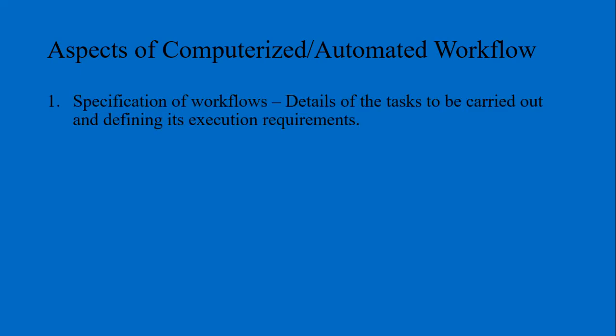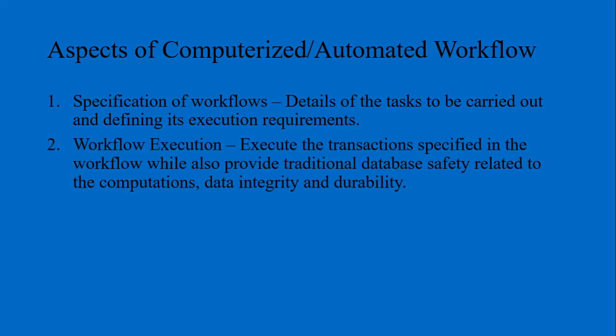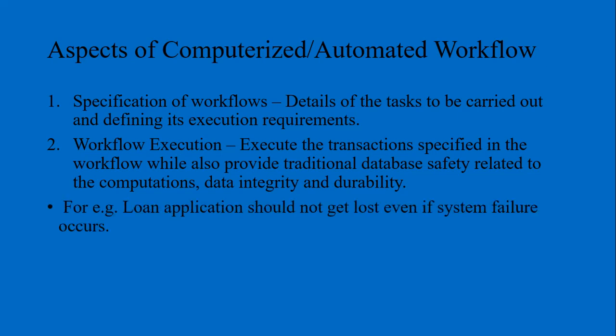Now let us understand aspects of computerized workflow. Two activities need to be addressed to automate a workflow. The first one is workflow specification. This includes details of tasks associated with a particular application, and execution requirements need to be defined. The second one is workflow execution. To provide the safety of a traditional database system, computation correctness and data integrity need to be maintained and the system should be durable. For example, it is not acceptable for a loan application to be lost or processed more than once because of a system crash.